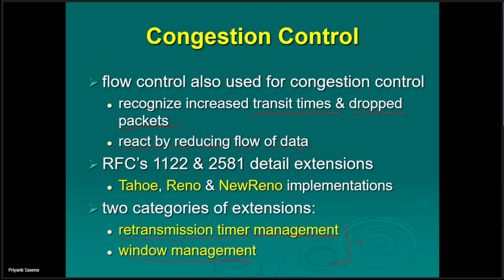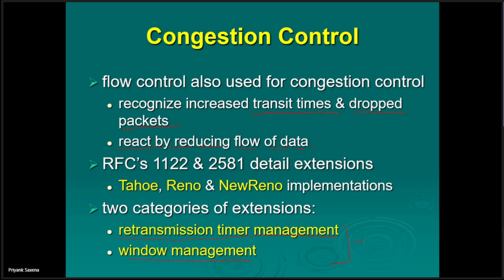Suppose I am going to Ranchi very early in the morning, I will find less traffic and the transit time will be less. But if I am going at the peak hour, when the office starts or when school timing is there, the transit time will be on the higher side. So if the transit time is increasing in the network, that itself indicates that there is congestion in the network.